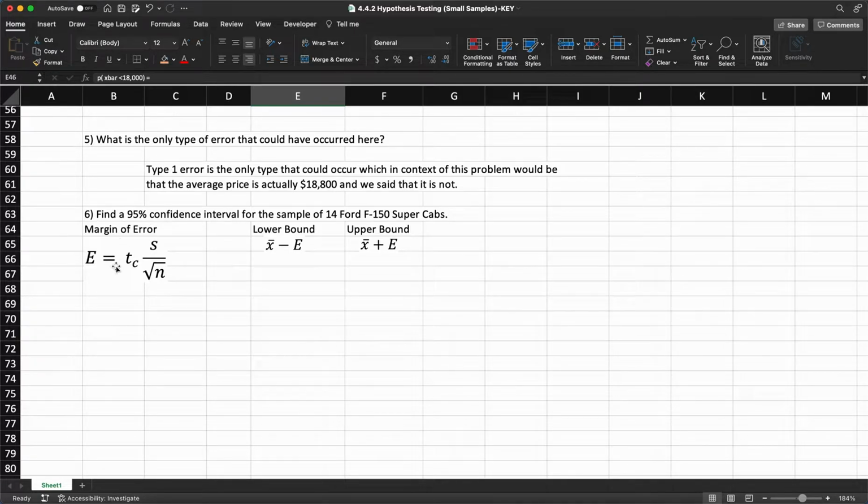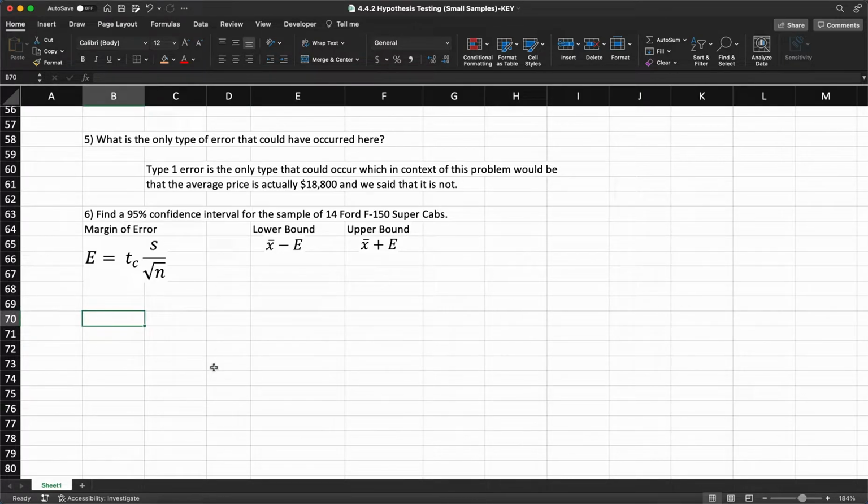Instead, it's going to give us the t-score, and we're going to have to multiply that by our standard error to figure out how far from the mean we're actually going to be. And then we subtract that margin of error from the mean, and we add the margin of error to the mean to find the lower and upper bounds. So let's go ahead and rewrite the information that we were given and that we need.